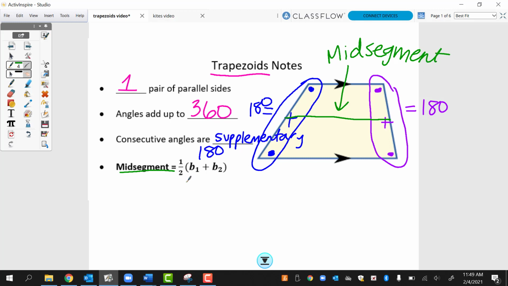Okay, and to figure out how long that mid segment is, you're going to do 1/2 times (B1 plus B2). Now, what are B1 and B2? Well, those are the parallel sides. So that stands for base. So up here is base 1, base 2. So you would add those together, times 1/2, is going to be how long the line in the middle is. Okay? So that's just for regular trapezoids.